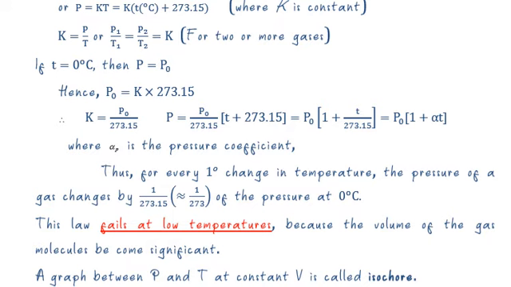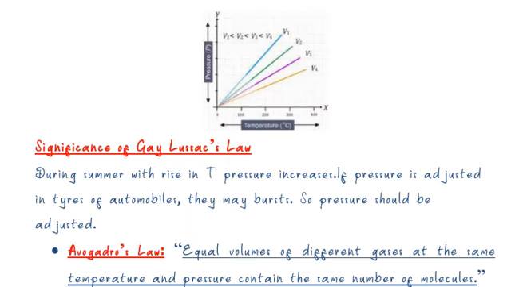Thus, for every 1 degree change in the temperature, the pressure of a gas changes by 1/273.15, or approximately 1/273, of the pressure at 0 degrees Celsius. This law fails at low temperature because the volume of the gaseous molecules becomes significant. A graph between the pressure and temperature at constant volume is called an isochore. What is it called? Isochore. You can see this graph.